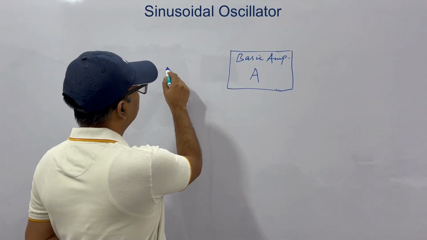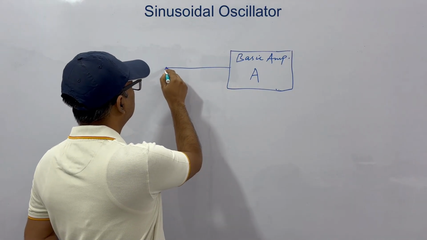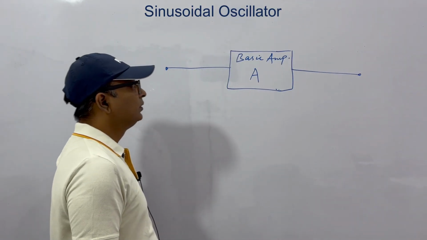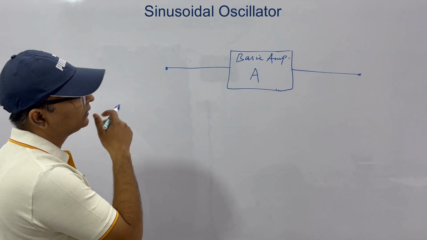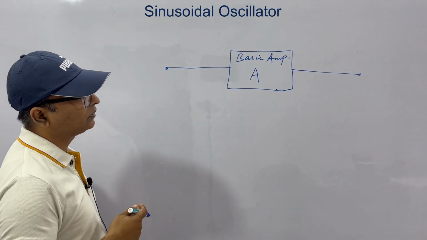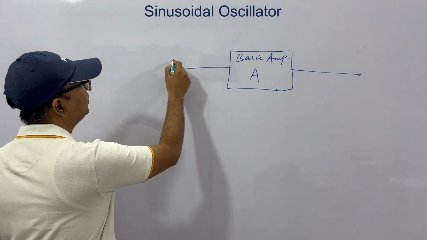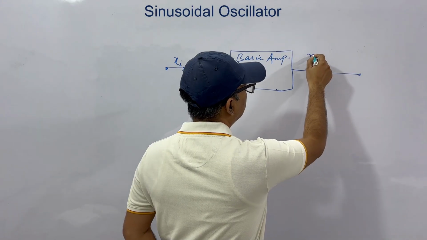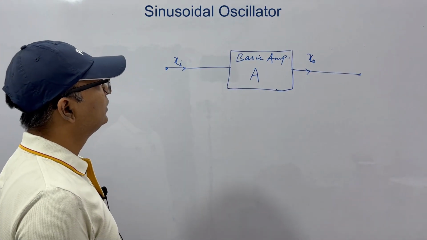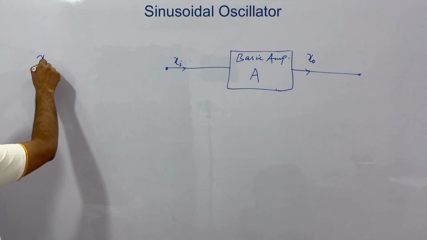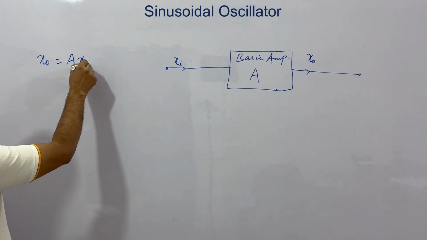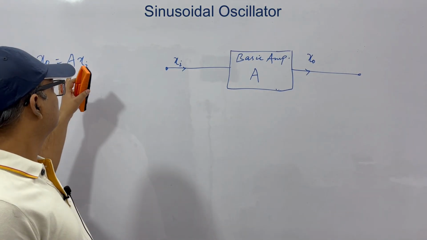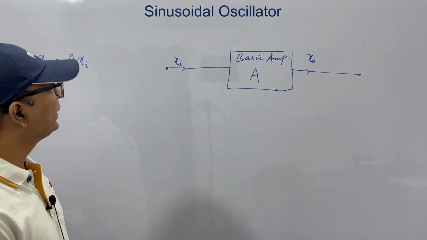Okay. So there must be input to it. Let's say this is the input and this is the output. Without pointing to whether this input is voltage or current or the output is voltage or current, let's say our input is Xi and the output is XO. Okay. So from here we know that XO means A into Xi. That is the definition of gain. A is gain. So A into Xi is XO.